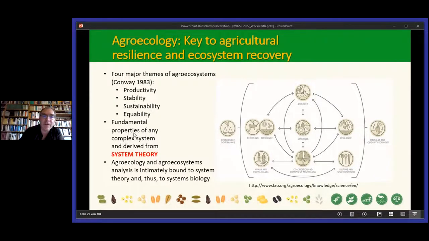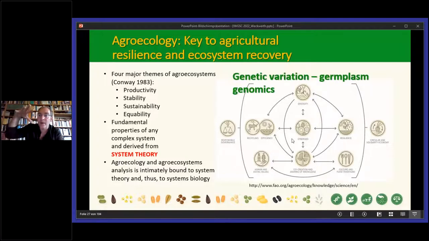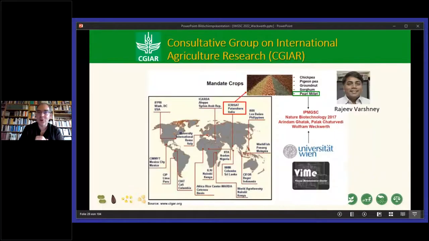And these are fundamental properties of any complex system and derived from systems theory. And these topics are intimately bound to systems theory and systems biology. The FAO adapted this framework and extended this with human social values, resilience, and synergies. And on the top, you have the genetic variation, which is very interesting. So it's about germplasm collections and germplasm genomics.